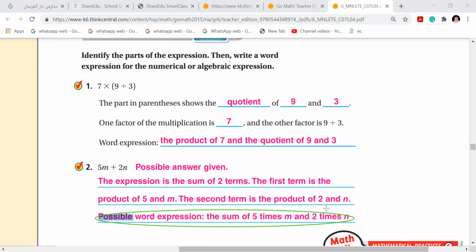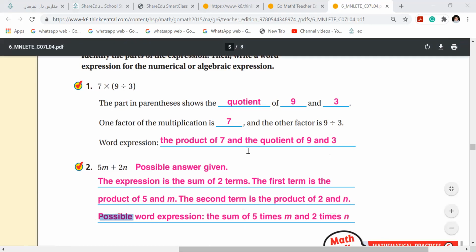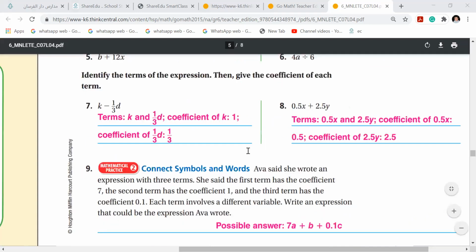Finished? No, Miss, wait. Okay, Miss, I'm done.